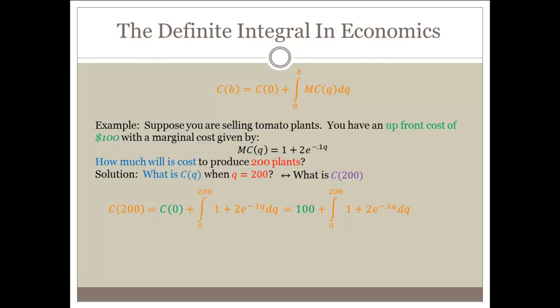And this integral we can compute with our calculators to be roughly 220. So c of 200 is 320. So we can conclude that it will cost $320 to produce 200 tomato plants.